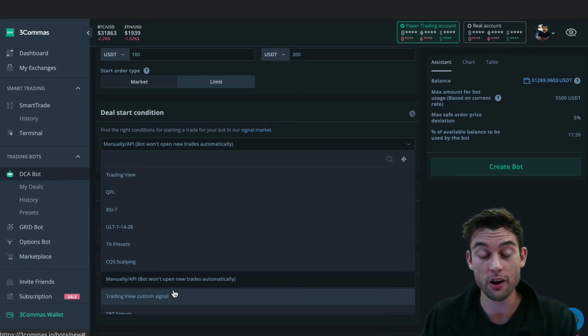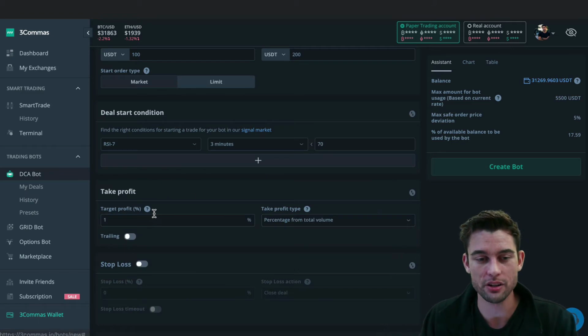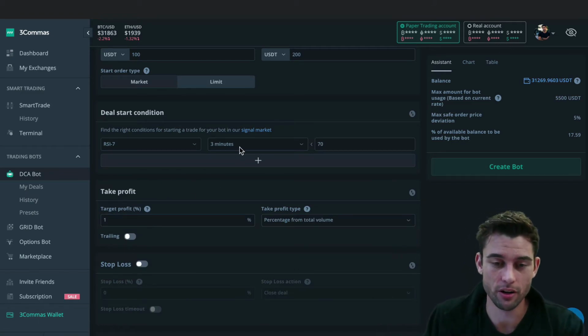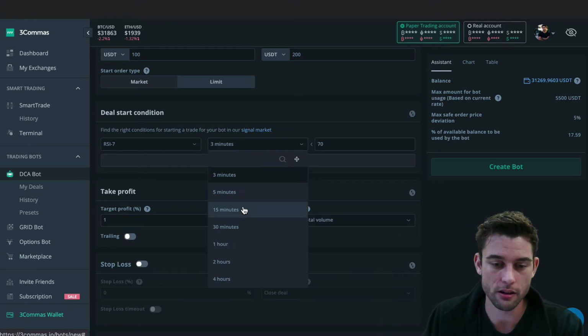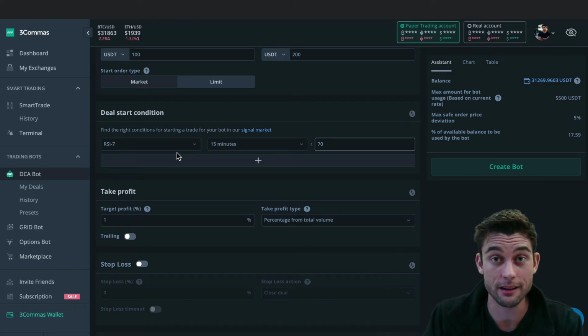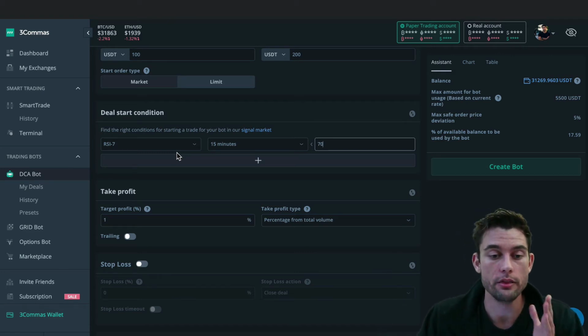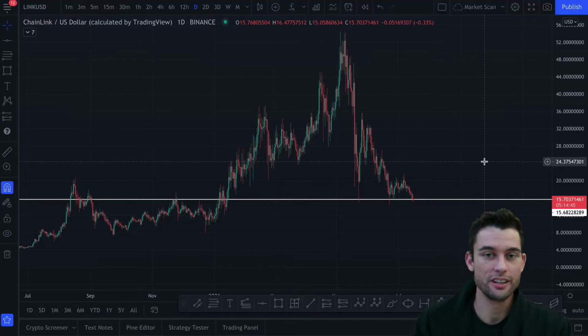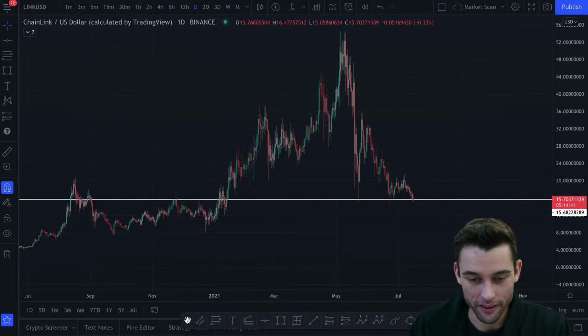But for this video, we're going to stick with RSI 7 because it's pretty much the most well-known indicator there is. So we're going to put this on 15 minutes and under 70. We're going to change this up. I'm going to explain what the RSI means and how this deal start condition, when it's set to RSI 7, actually works. I just paused the video and bought some, but we're going to go over the RSI because that's what this video is about.